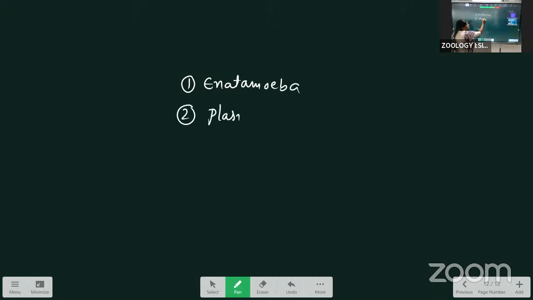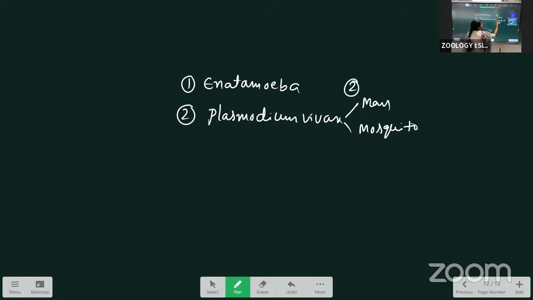Plasmodium vivax, the parasite Plasmodium vivax. In this, two cycles are there. One is the man phase, and the second one is called the mosquito phase, also called the Ross cycle. This is one LAQ that is important. Here it is the second LAQ. This one is the third LAQ, and the fourth one is the Ascaris life cycle, and the fifth one is the Wuchereria.